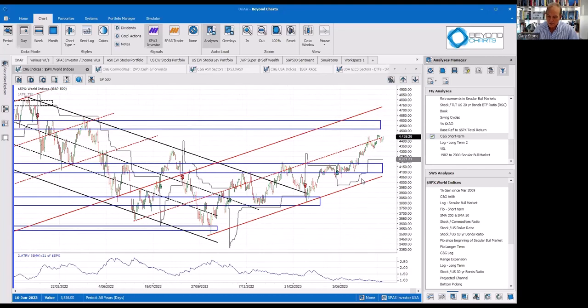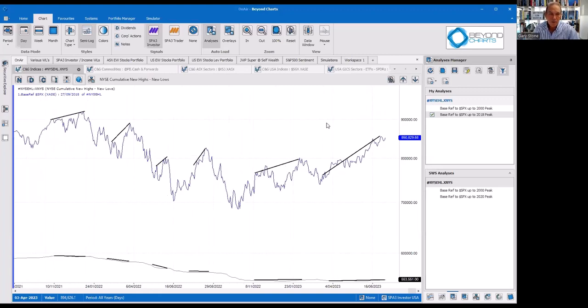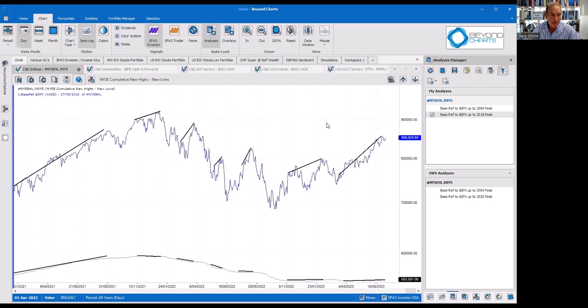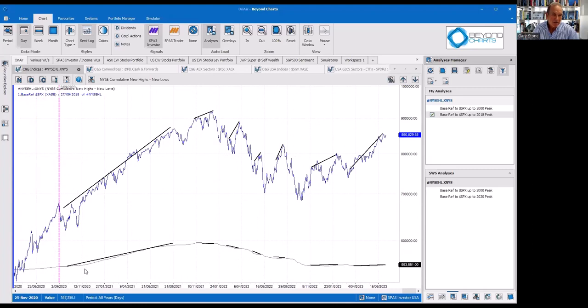We'll now have a look at some other breadth of market and sentiment indicators. The first one being the cumulative new high, new low. So this looks at 52-week highs compared to 52-week lows. And what we're looking at is, just go back a bit in time, what we're looking for is this kind of price action here, where the new high, new low, breadth of market indicator is rising as well as price rising.